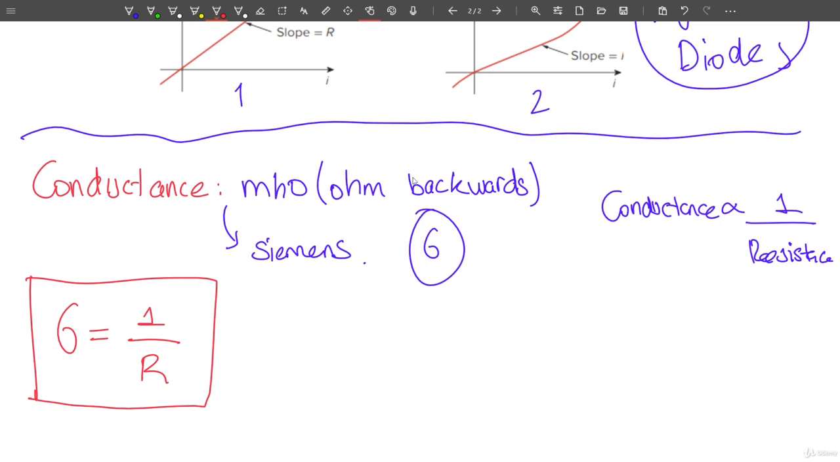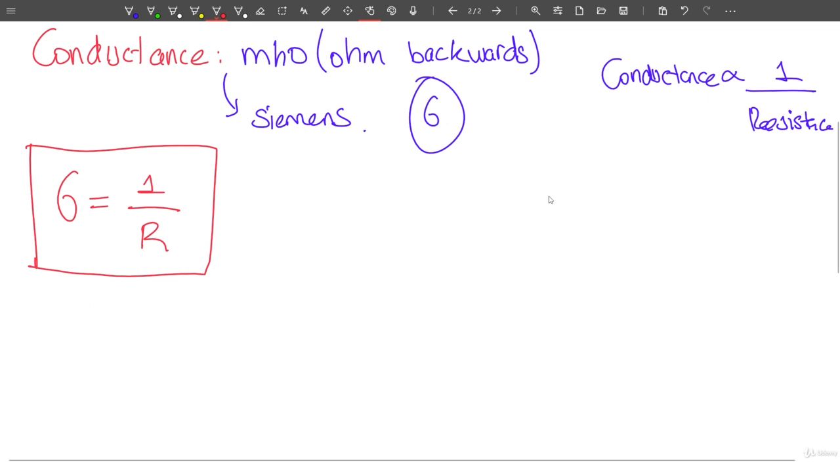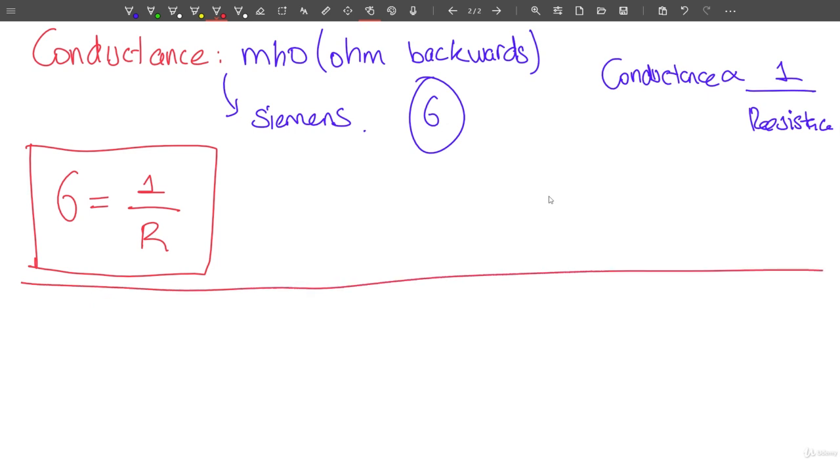Simply, conductance is the opposite of resistance, but sometimes it might be simpler to use conductance instead of resistors. For those cases, we need to know about conductance. So when we think about Ohm's law, we know that voltage is equal to current times resistance. And we know that resistance is equal to 1 over conductance.